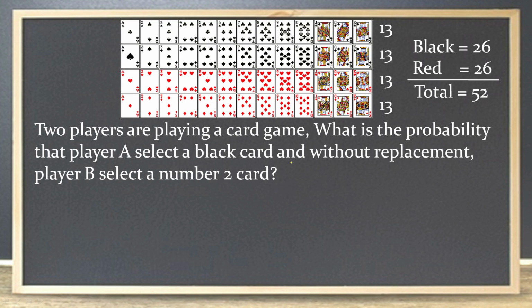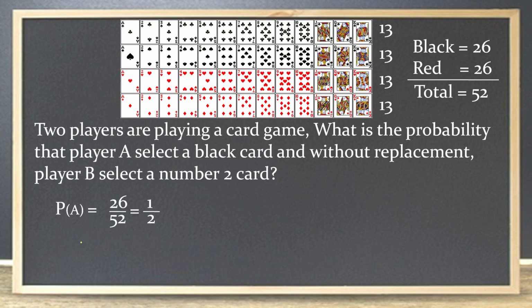So what we do is to find the probability of A selecting a black card. Okay, so let's do that. The probability of A selecting a black card: we have a total of 26 black cards. So 26 becomes the event and 52 is the total outcome. So we have the event divided by the total outcome, 26 divided by 52. 26 into itself is 1 time, and 26 into 52 is 2 times. So we have 1 over 2. That's the probability for player A selecting a black card.